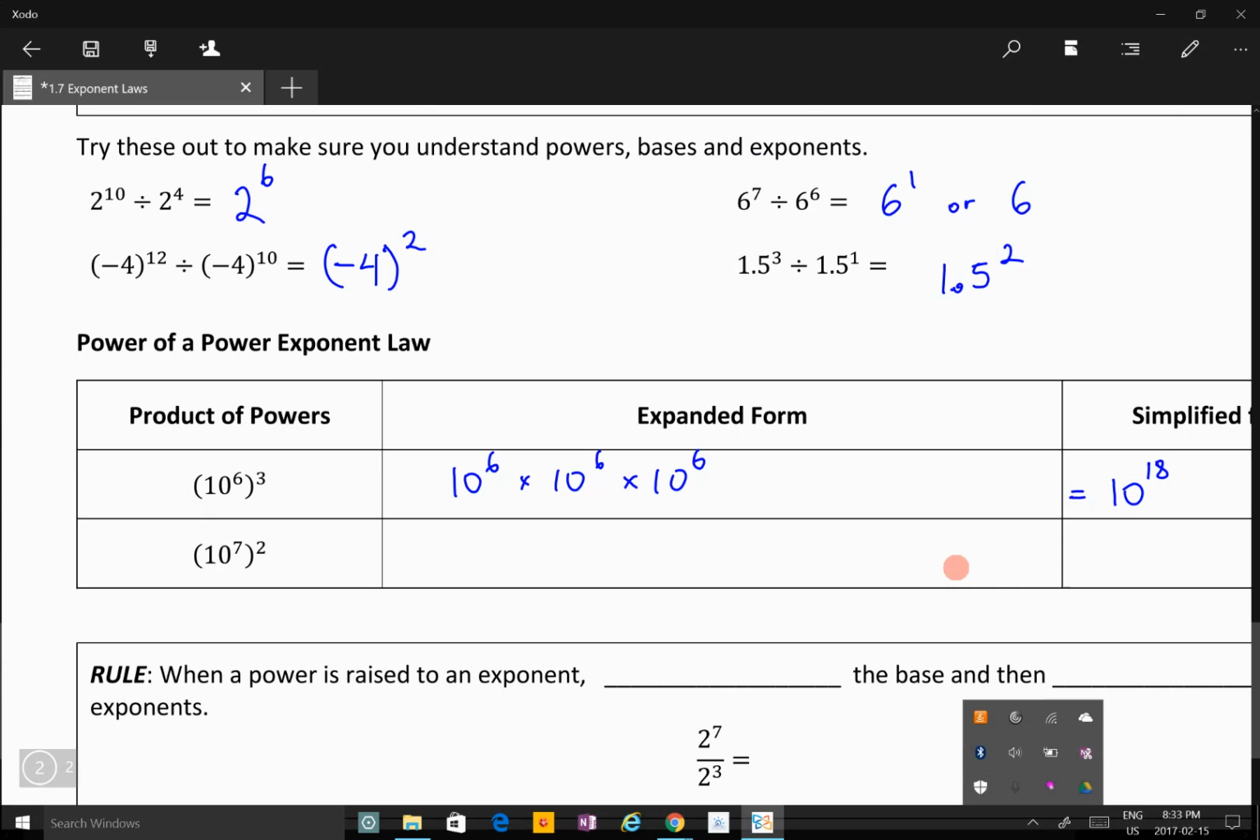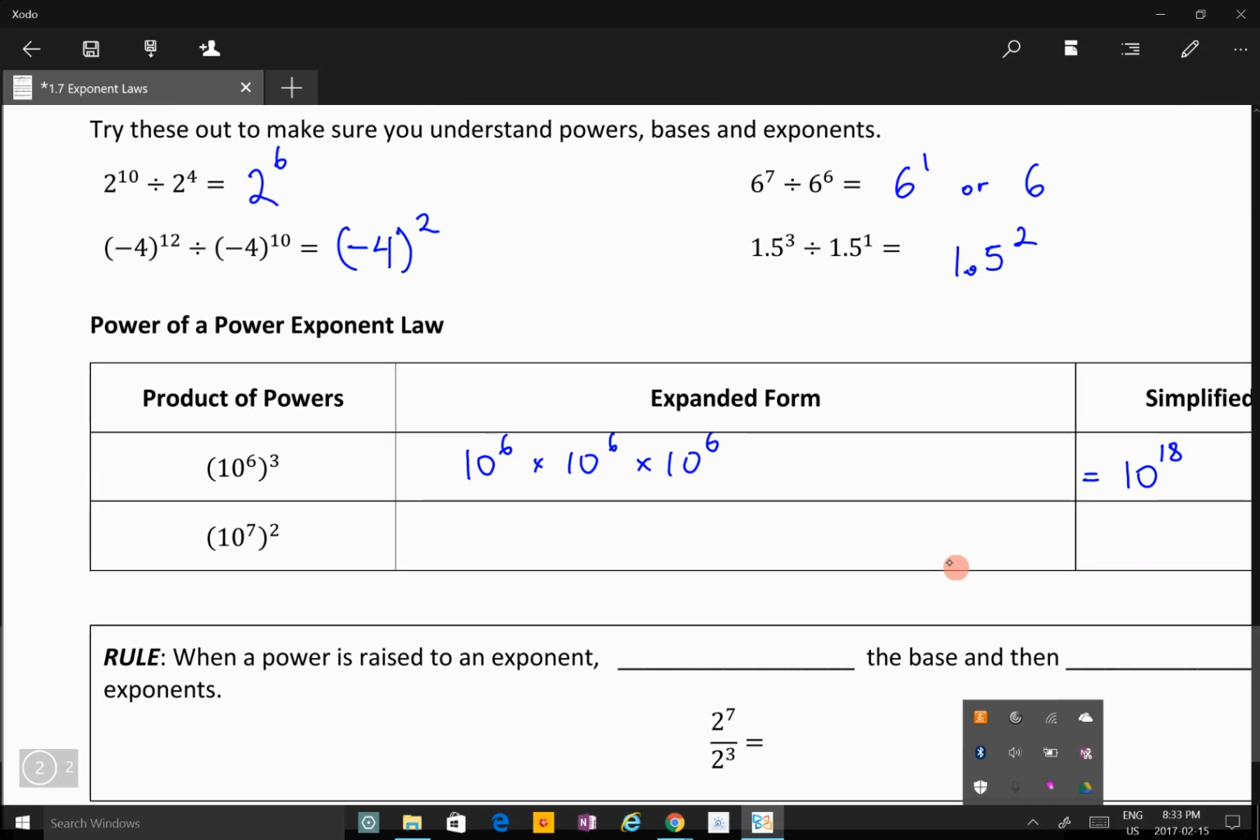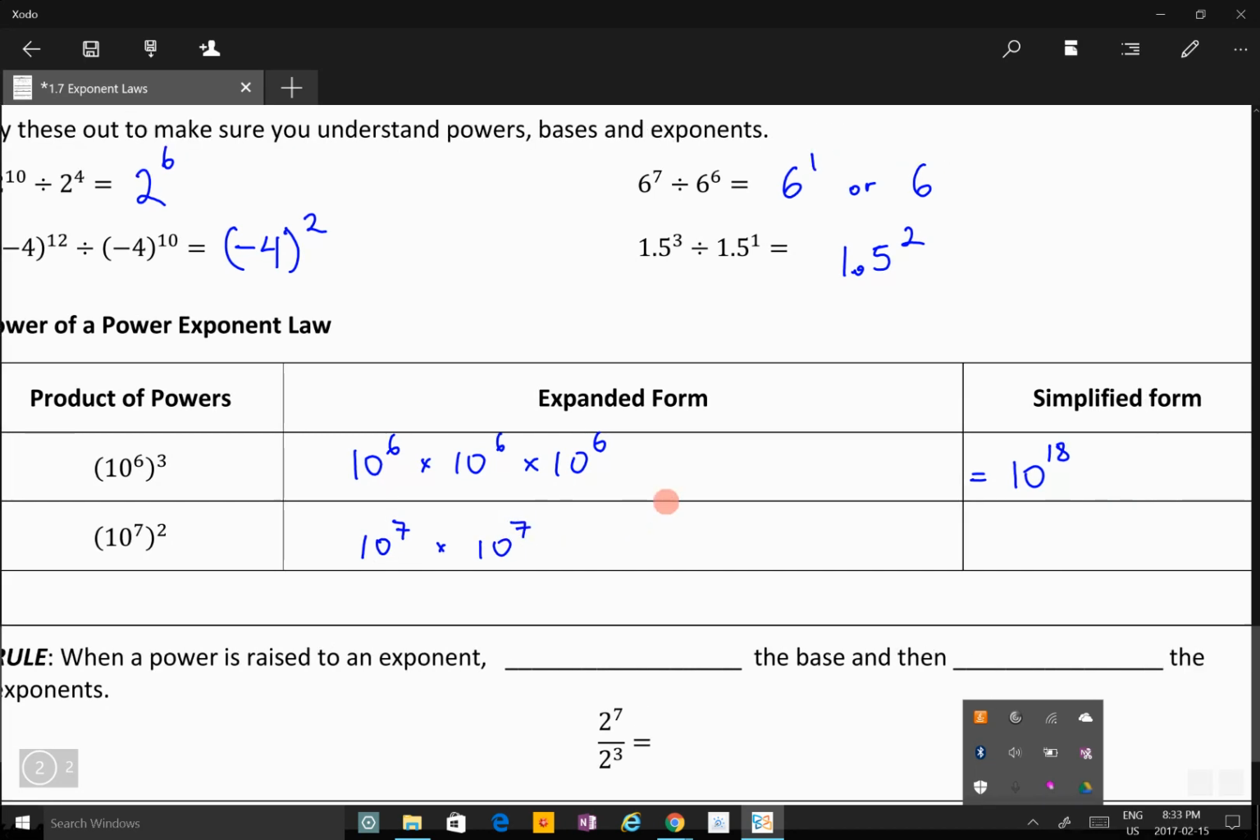Okay. And the next one, 10 to the power of 7 to the power of 2. So 10 to the power of 7 times 10 to the power of 7. Two powers being multiplied, and they have the same base. The rule is to add their exponents. So you write the base once, and then you add their exponents. 7 plus 7 is 14.